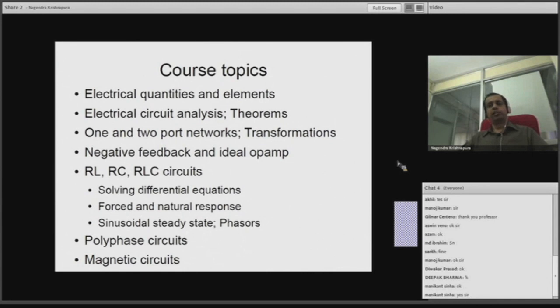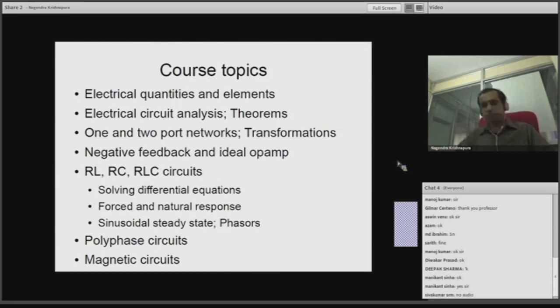The things that we deal with, voltages and currents, are related to what we study in electromagnetics, such as fields and charges. But we'll not go down to the level of fields and charges; we'll stay with voltages and currents. So in the initial part of this course, I'll also tell you how these things are related to each other.